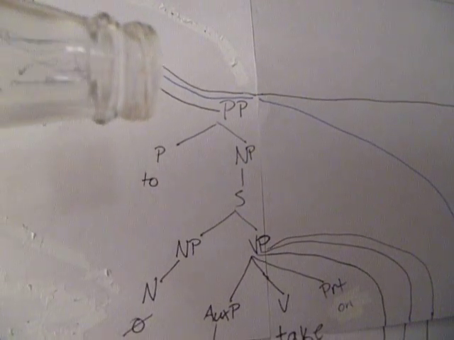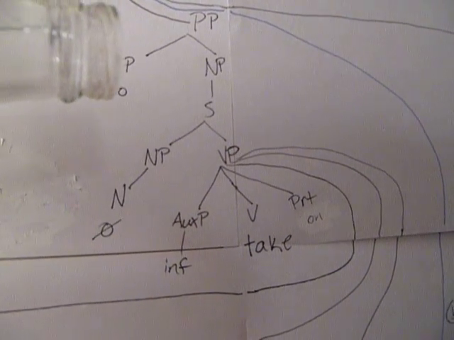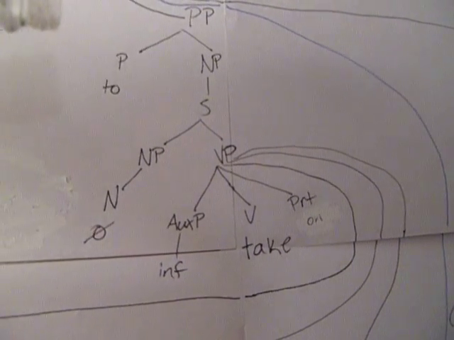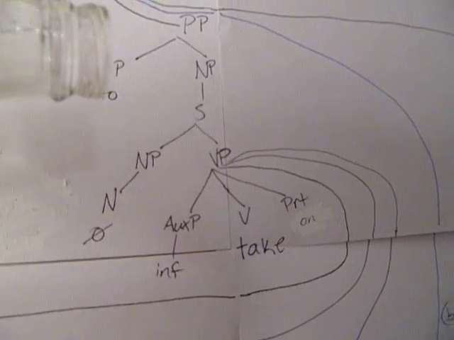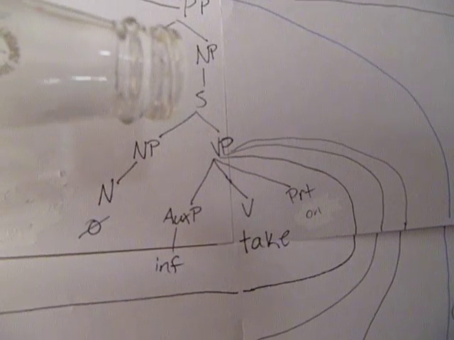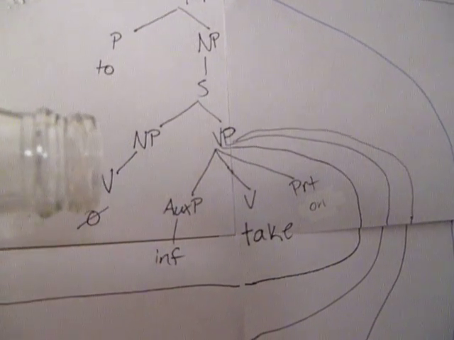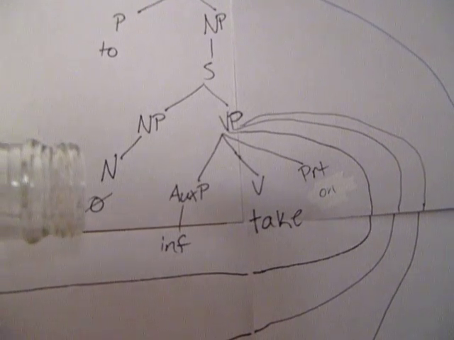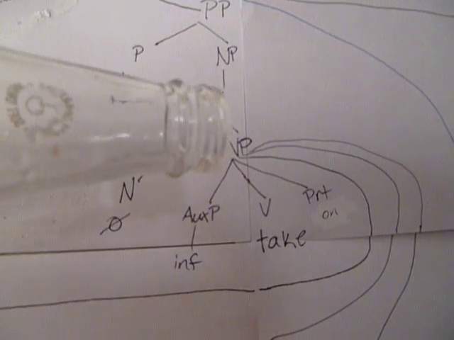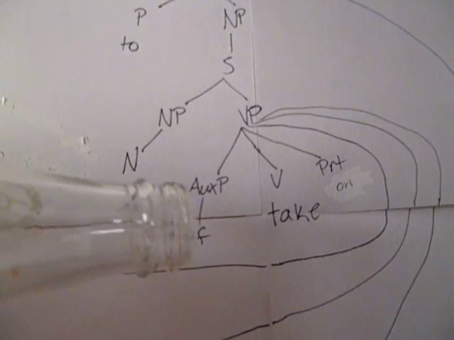Then, let's see, you have a prepositional phrase, and you have two. You have a noun phrase because every prepositional phrase is going to have a noun phrase as part of it. This noun phrase happens to be a sentence, which is very, very common in grammar. So you see the noun phrase, and then the subject is null. That's the symbol for null. Then you have your verb phrase, and then the auxiliary phrase is an infinitive, so there you go.